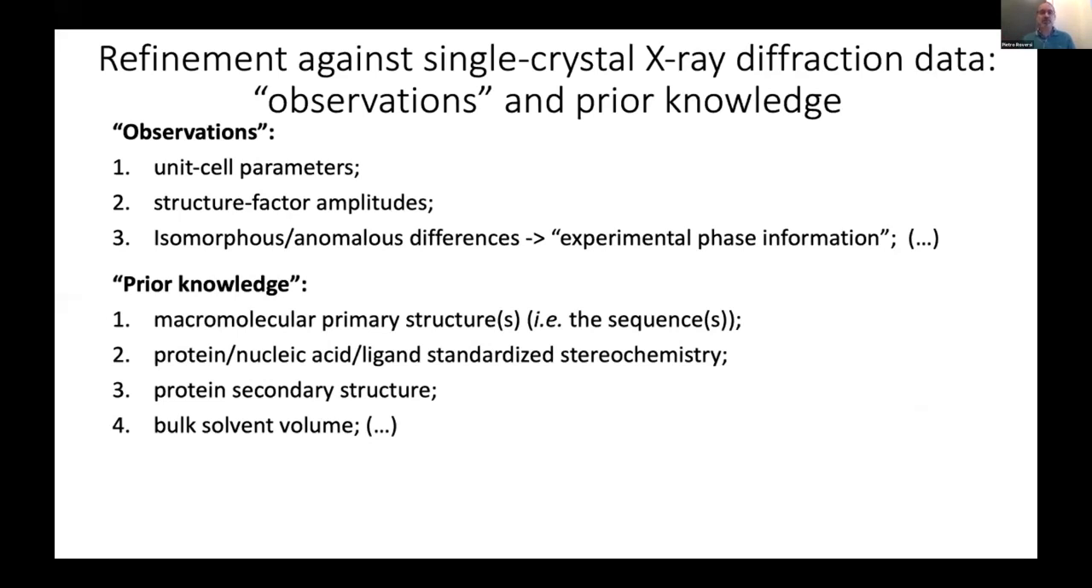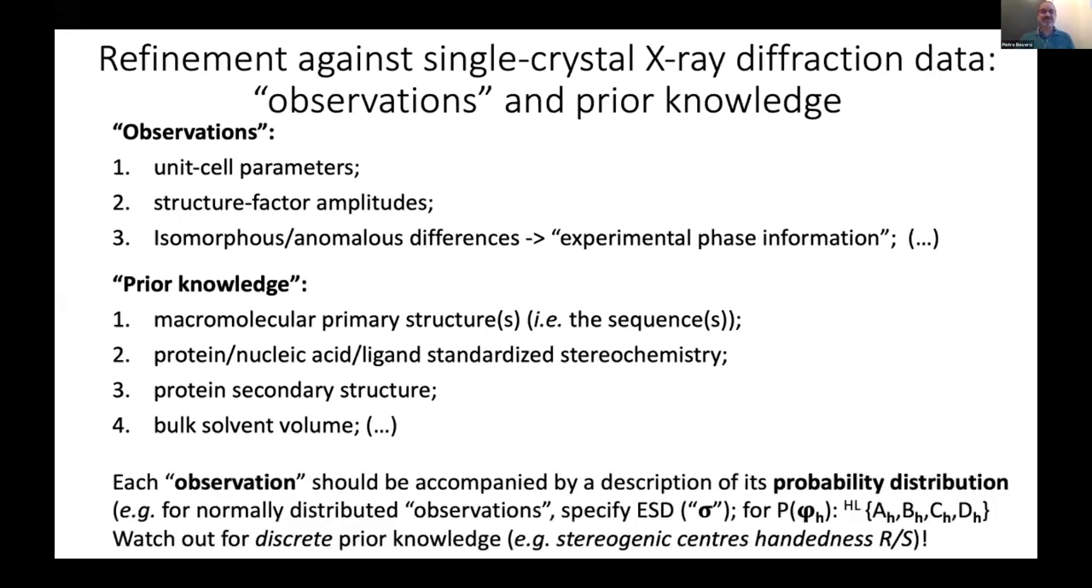Broadly speaking, there's more information that goes into refinement. Most of the time we know the sequence of what we have in the crystal, be it a piece of DNA, RNA, or protein. And we have a lot of knowledge about ideal geometry, on which we will touch briefly later. We know very well not only amino acids, but also the secondary structure of proteins. We know that the crystals contain the mother liquor in which they grew, in a more or less disordered fashion.